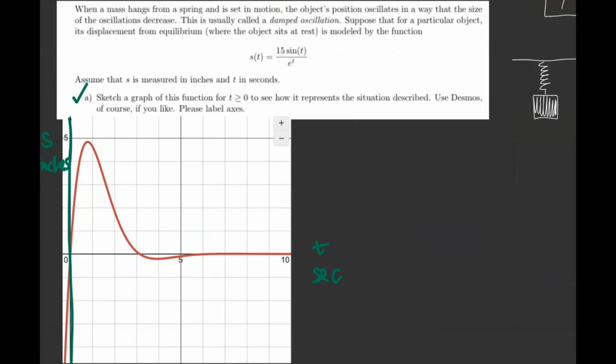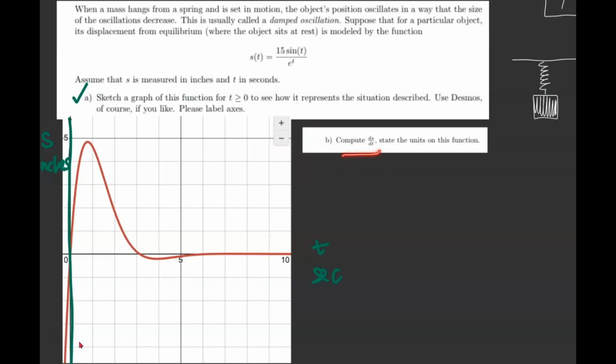We did what they asked us to do. Here's question B. B of this problem says, okay, why don't you go ahead and compute ds/dt and state the units of this on this function. And this is why it's in this section. So we want to know what s prime of t is, and knowing that this is s of t, it looks like the largest structure of what's happening in this function is a quotient. Then we also have a sine function and an exponential function.